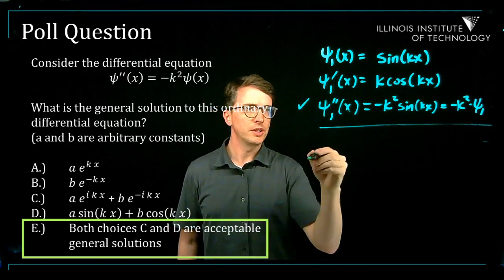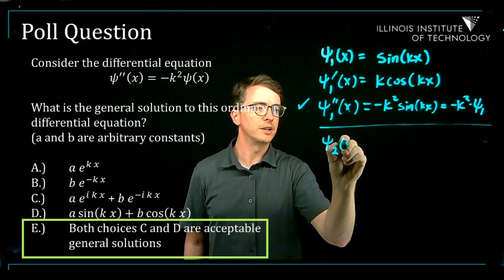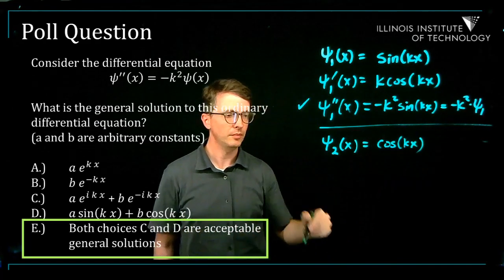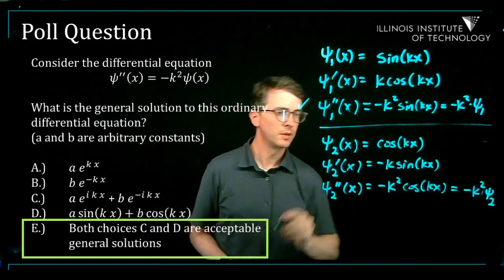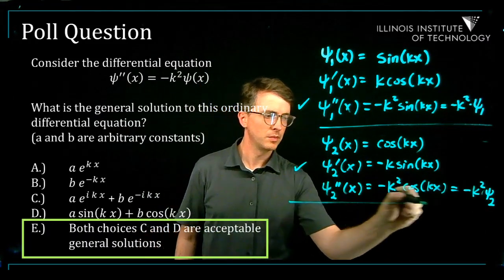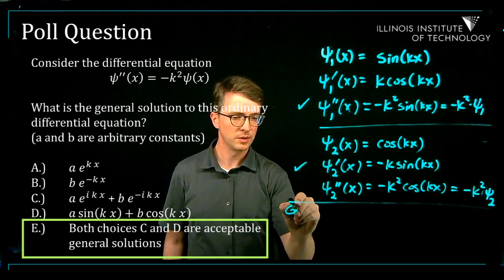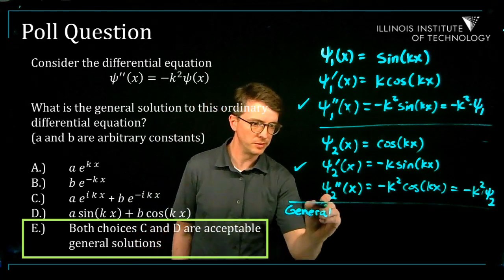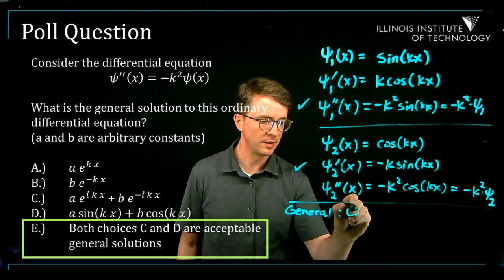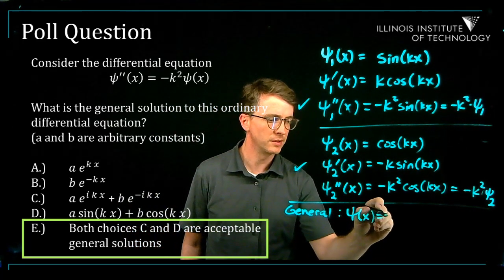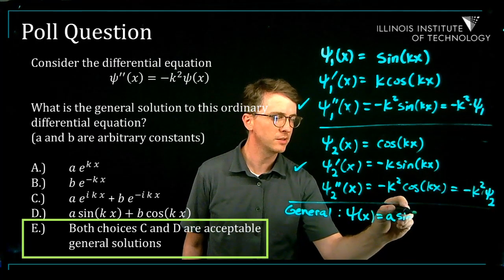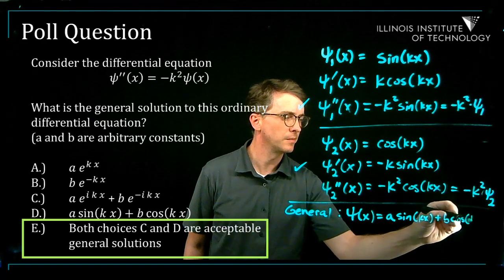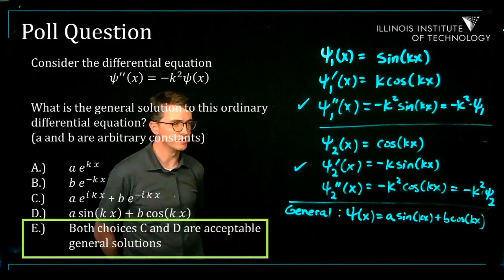You can check that cosine also works. So psi 2 of x, if you tried cosine of kx, take derivatives of that, the general solution is found as an arbitrary combination of those two. So psi of x will be some constant a sine of kx plus some other constant b times the cosine of kx. A and b are arbitrary constants.